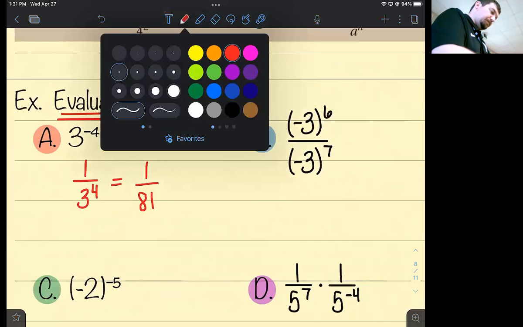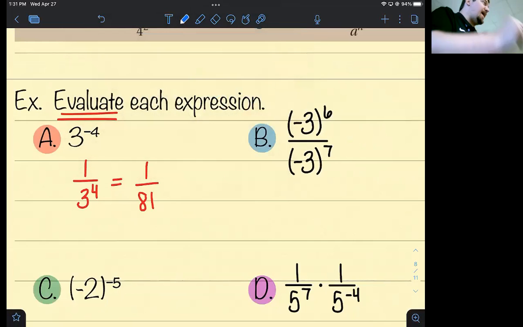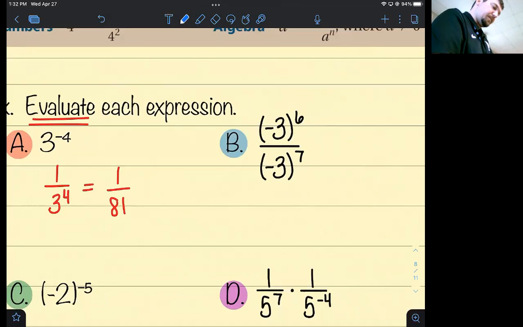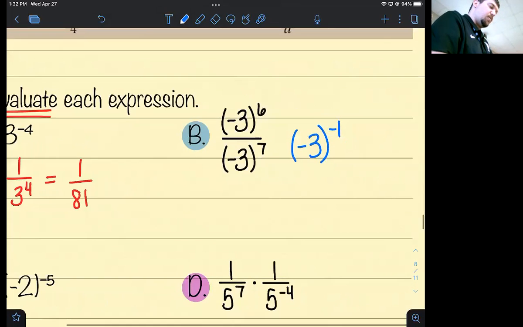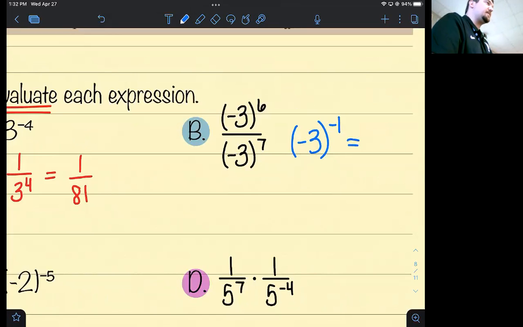Example B. When you're dividing powers with the same base, what do you do with the exponents? Alex? You subtract. Alex, what's 6 minus 7? Okay, so this is negative 3 to the negative 1st power, which is the same as 1 over negative 3 to the 1st power.